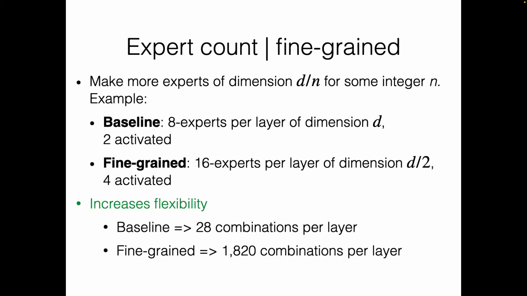Then you can go through this simple argument and say, in some sense, this increases the flexibility of the model, or the number of choices it could make. With this baseline model, you have 28 different combinations of routing choices that you could make per layer. This comes from doing 8 choose 2. Down here, now you have 16 choose 4. And so you can see that the number of possible decisions has increased by a lot. And if you up the numbers a bit more, this grows really fast.